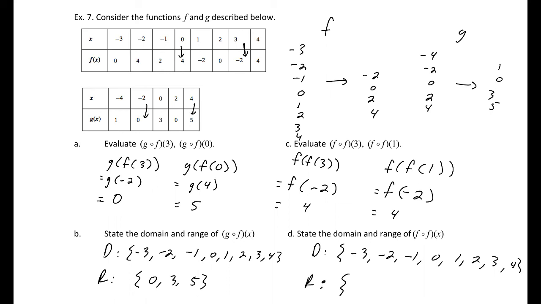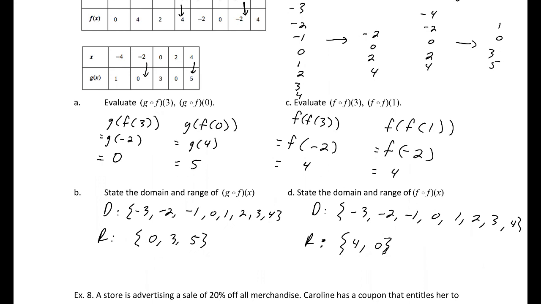Our range, where do those go? Well, again, -2 goes to 4. 0 goes to 4, so no need to put that down again. 2 goes to 0. And 4 goes to 4, which we already have written down there. So our range is actually just the set 0 and 4.